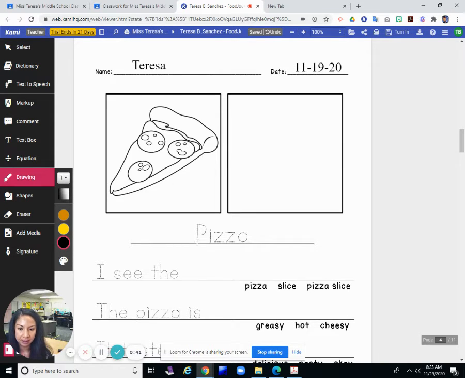So I got a capitalized pizza, capital P. It's a little too light, can't see it. Okay, capital P, I, Z, Z, A, pizza.